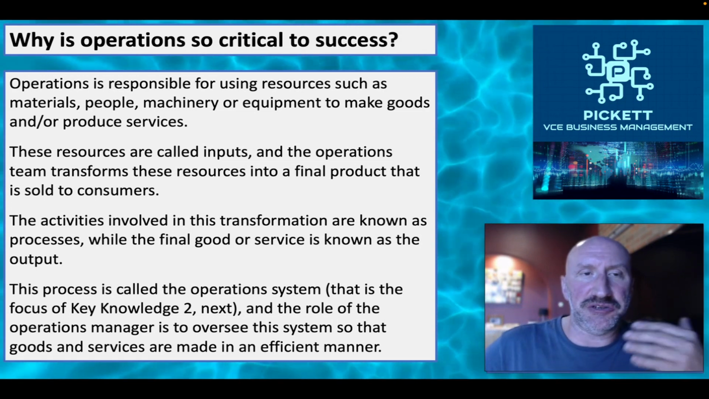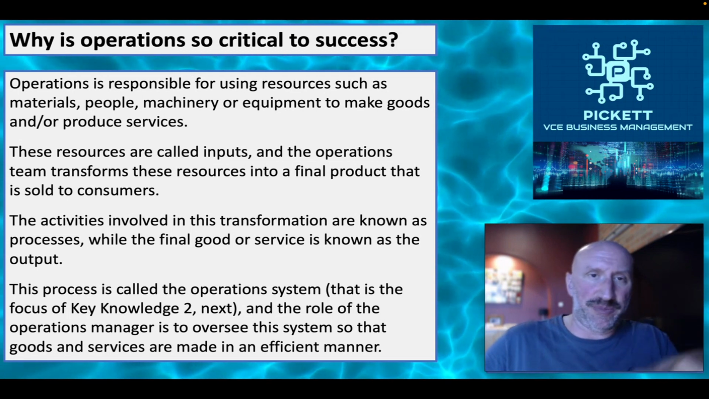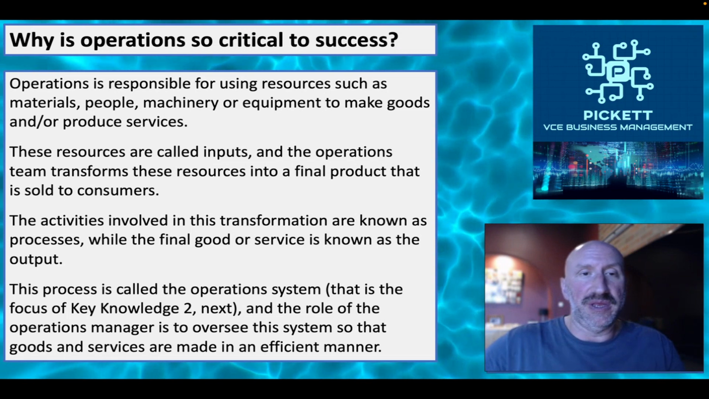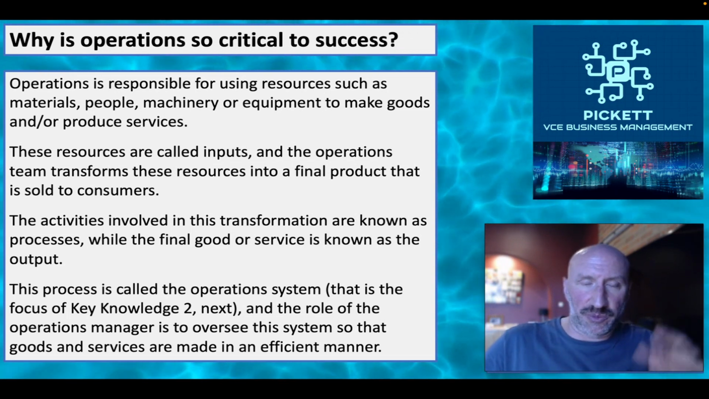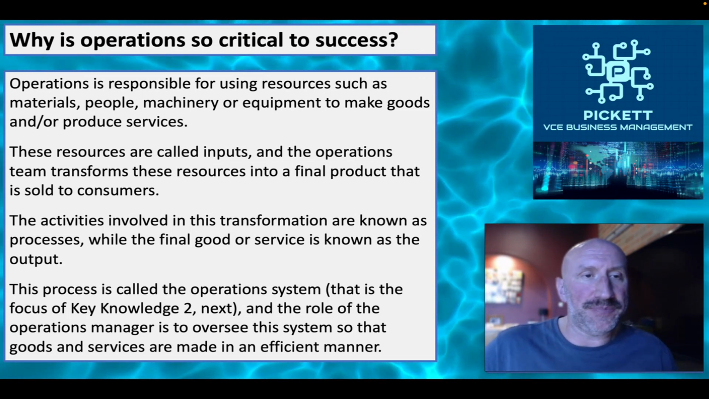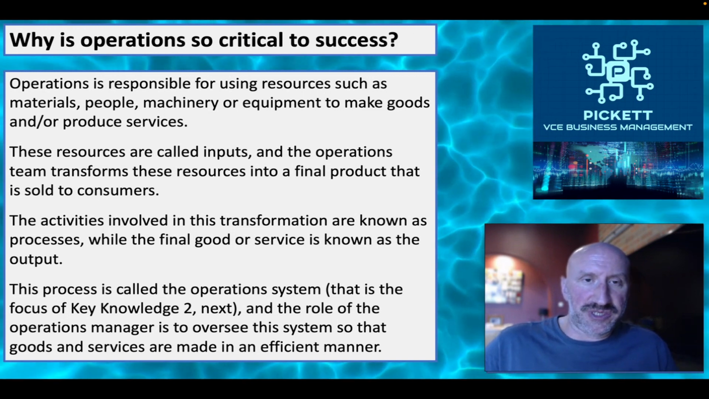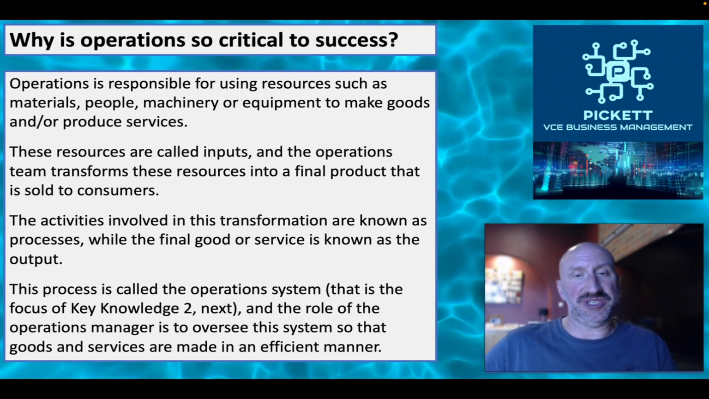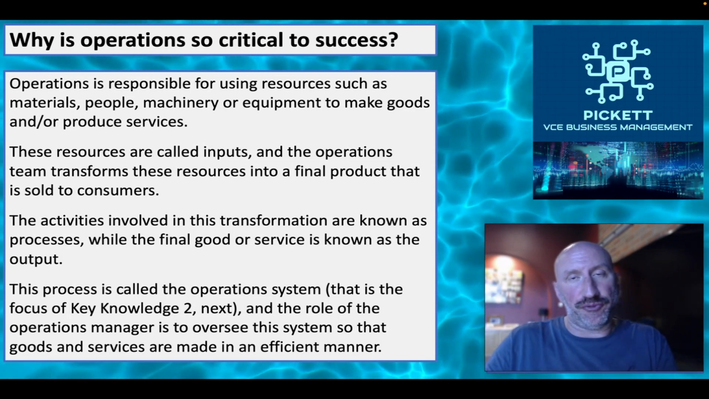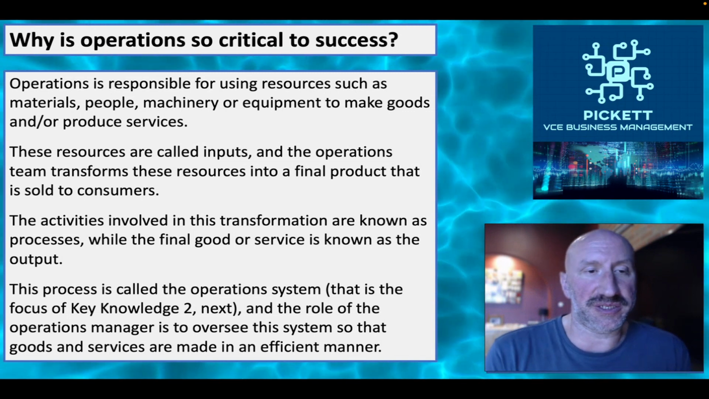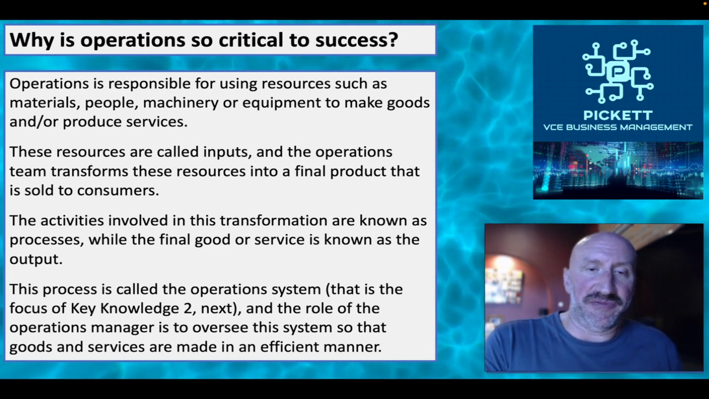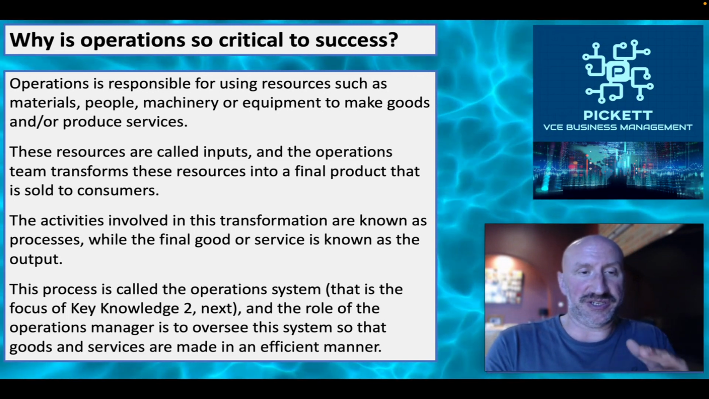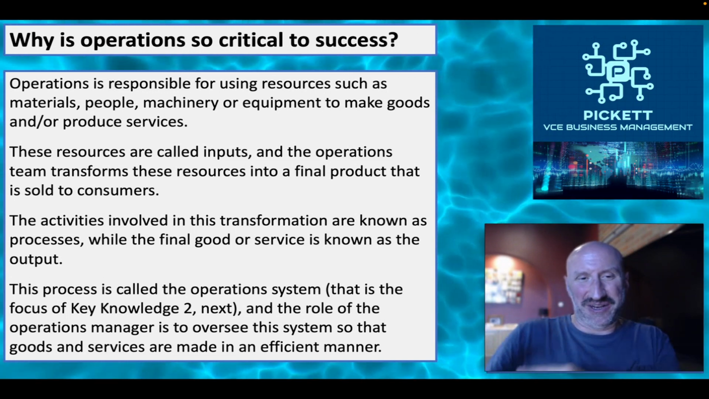Okay. So operations are using resources such as materials, people, machinery, equipment to make goods or produce services or both. This is just some language here, which we're going to build on as we go through the outcome. The resources that we use are called inputs, and the operations team transforms those resources, those inputs, into a final product that is sold to customers. The activities involved in that transformation are known as processes, while the final good or service is known as the output.